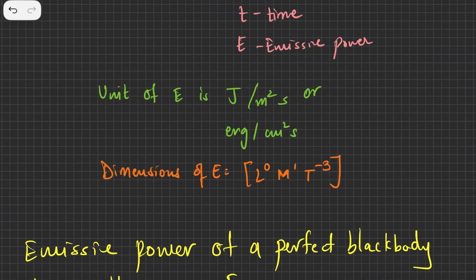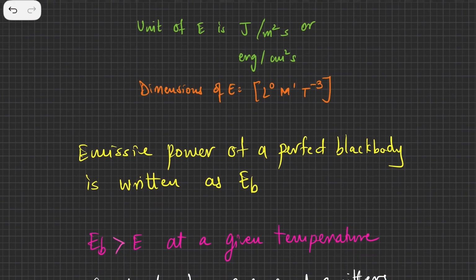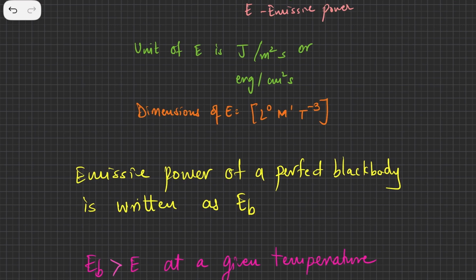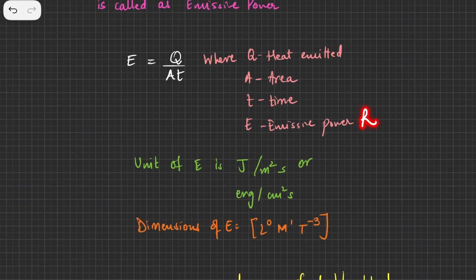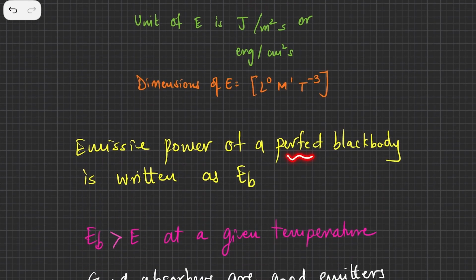Now after that, the emissive power of a perfect black body is written as EB. So for a perfectly black body we denote it by EB. In some books you will find that the emissive power is written as R, and in some books it is written as capital E as well. But yes, for a perfectly black body we write it as EB. B stands for black body.